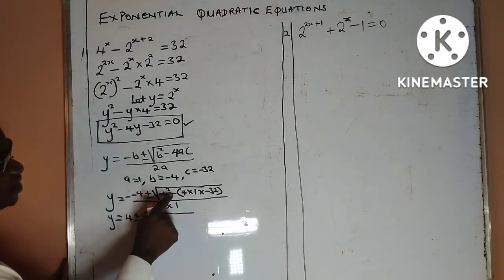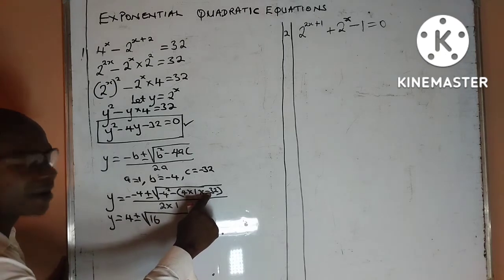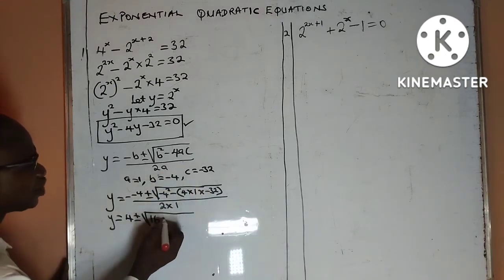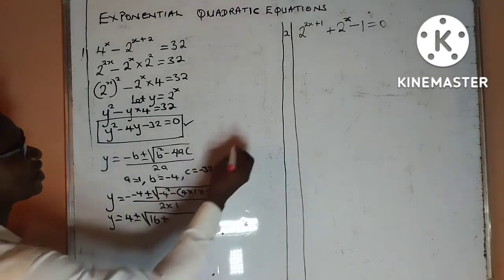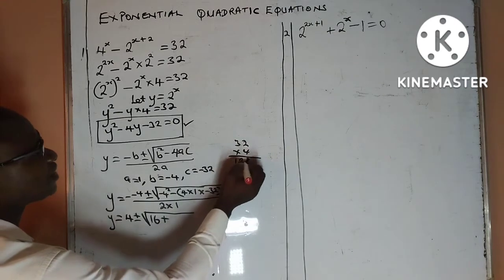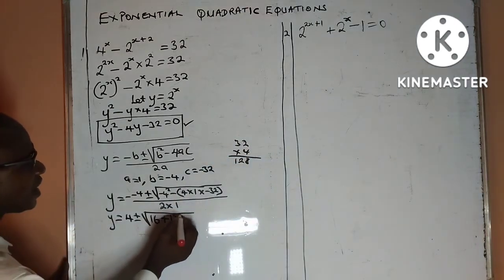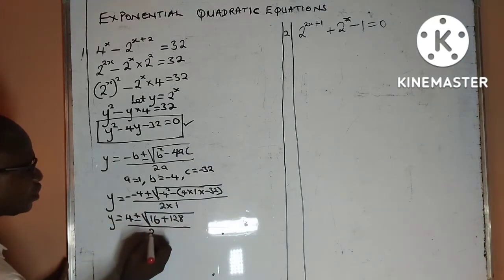Watch out and see that there is a negative sign outside this bracket and there is another negative sign inside the bracket. So minus times minus will give me plus. Then 4 times 1 is 4, times 32. 32 times 4, 4 times 2 is 8, 4 times this. So that will give me 128. Everything all over 2.